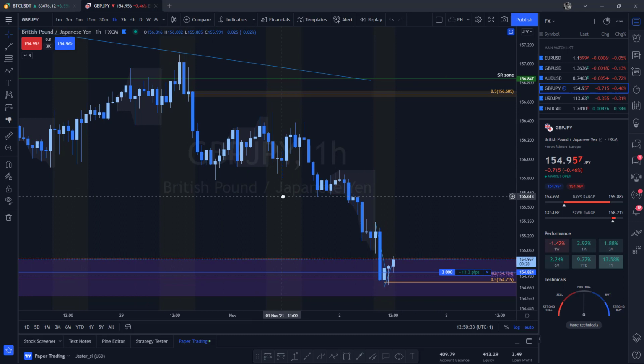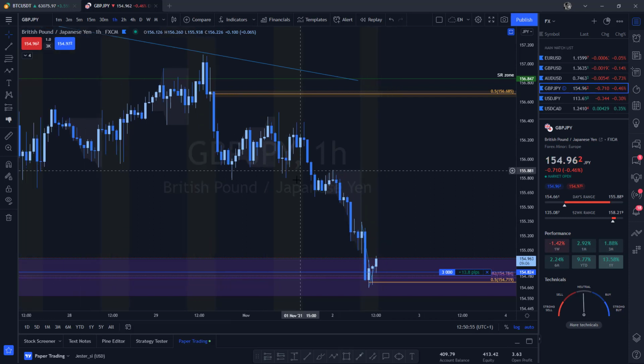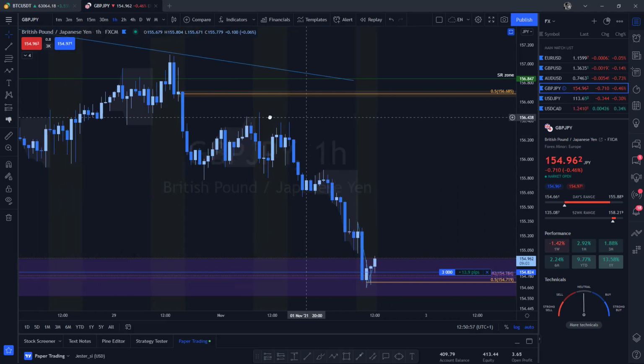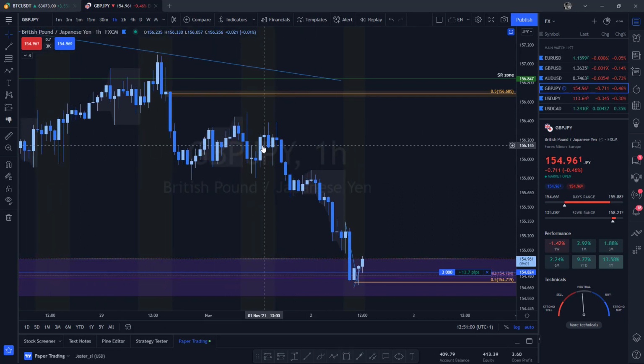But I managed to, despite being wrong on the swing move, I was expecting at least this zone to be hit. I managed to make some profit. So trust your own analysis and trade your analysis. That's the point I would like to stress.